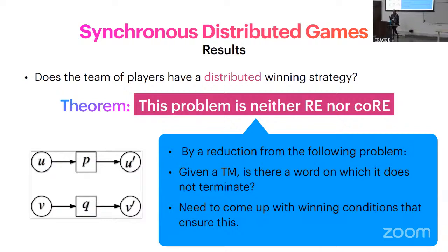Now, what is the reduction? So the architecture is already going to be this one. We need to decide what are the values that we are going to give to these locations, and what is the winning condition that we want to come up with, such that there exists a distributed winning strategy if and only if there is a word that does not terminate. That's what we want to do. This reduction is the only technical result that I will show, which I also think all of you will be able to follow. So if you do not understand, please stop me and ask me.